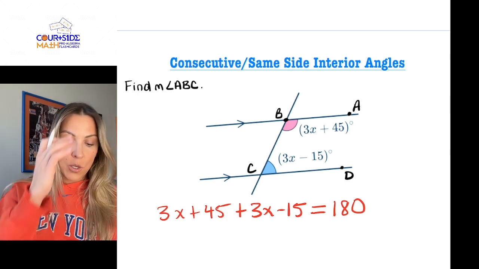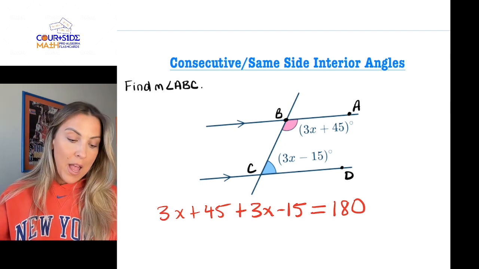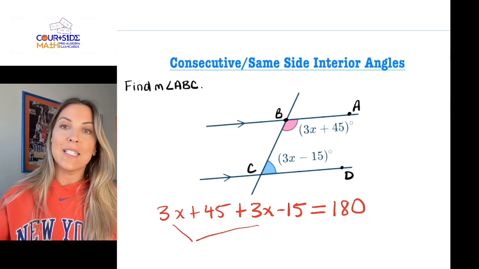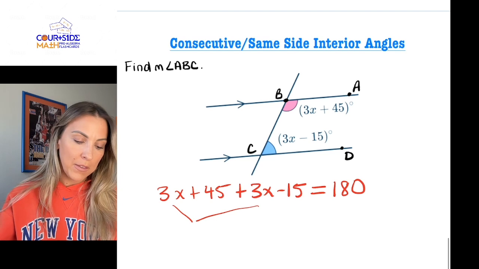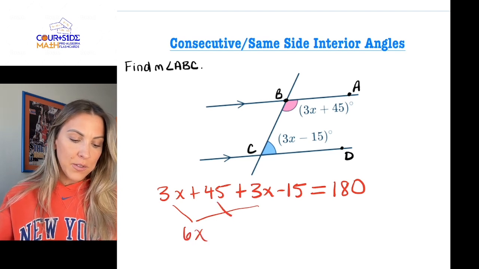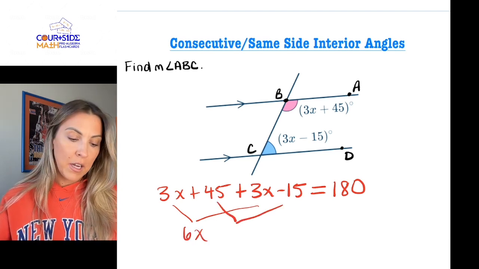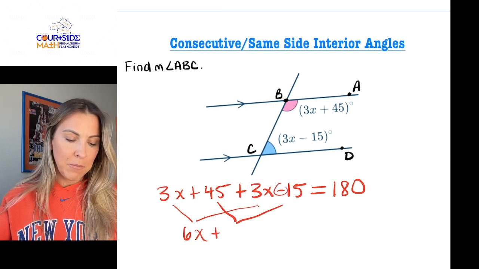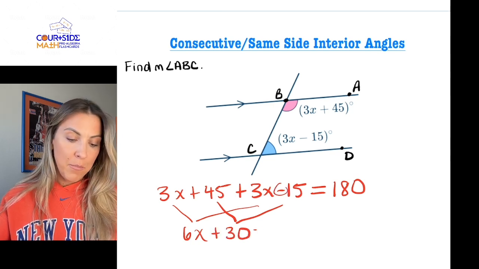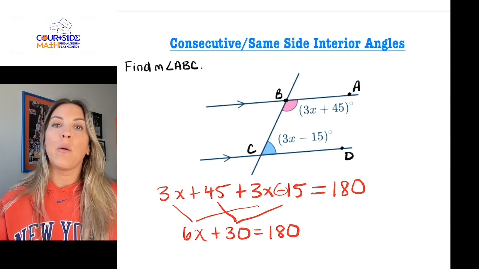So now to solve this equation, on the right side, there's nothing I can do. On the left side, I'm looking for like terms and I see 3x and 3x. So I'm going to combine those to give me 6x. I also see some constants that I know I can combine. 45 minus 15. I'm not forgetting that minus sign in front of it, right? So that's going to give me a positive 30. Bring down that equal sign, bring down that 180.